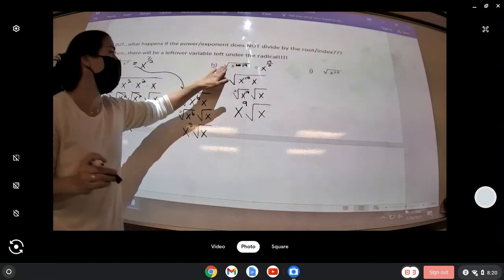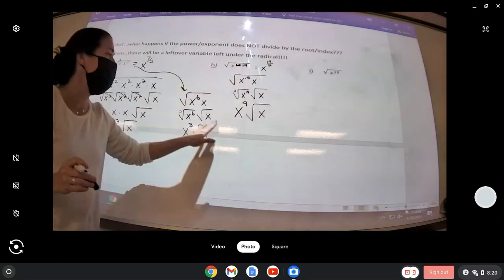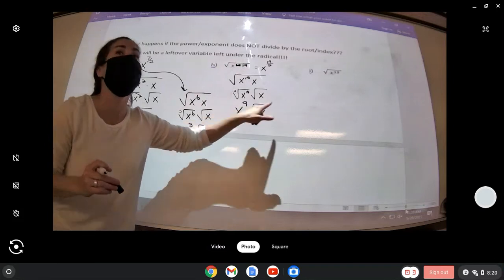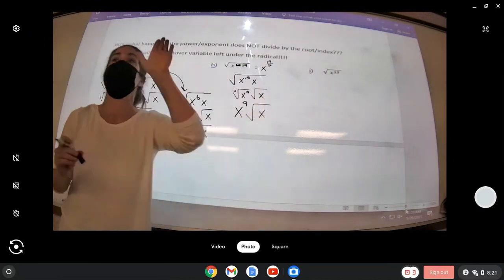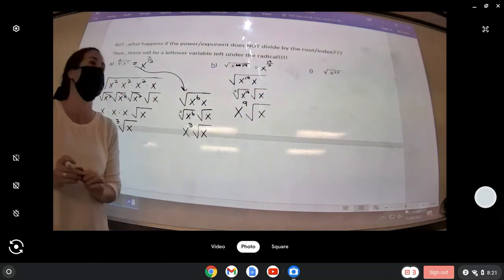So to simplify the square root of x to the 19th, it simplifies to x to the 9th times the square root of x. So guys, if your power doesn't divide by your root, you're going to have a leftover variable that you can't get out from underneath the radical.